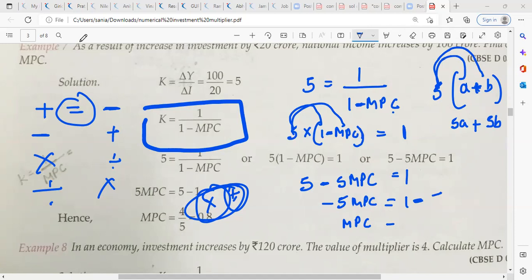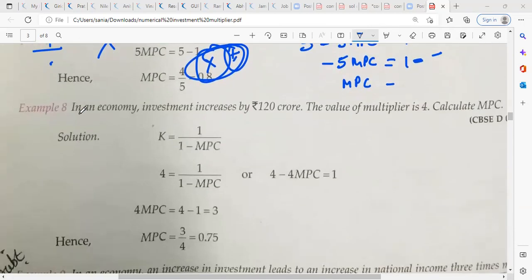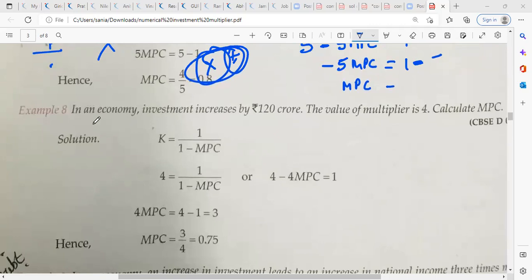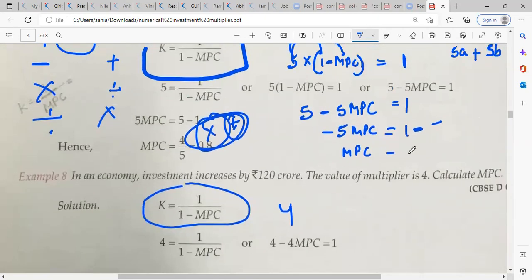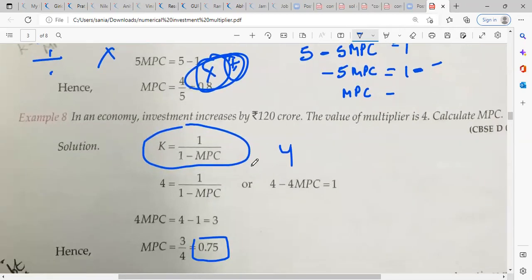Okay. I hope now everyone is done. So let's just check the answer. So over here, what is given? Investment is increased. So delta I is given, right? And the K is given. You have to calculate MPC. With the help of this formula, like the simple formula, right? K is given, it's 4, right? And with the help of this formula, you will get your MPC, which is 0.75. I hope what I explained you over here helped you, right? Yes, ma'am, it did.